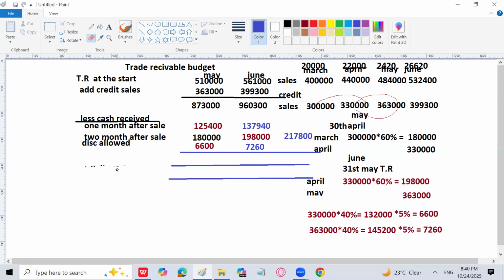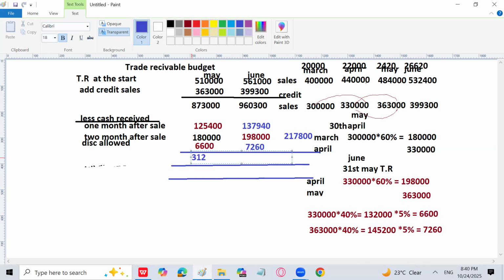125,400 plus 1,80,000 plus 6,600. That is 312,000. Let me write here. 312,000 minus 8,73,000. We'll get 561,000. And see that 561,000 is going to be the same opening balance of June. So it means that we have solved it correctly. The ending balance of trade receivable at the end of May is going to be the starting balance of June.